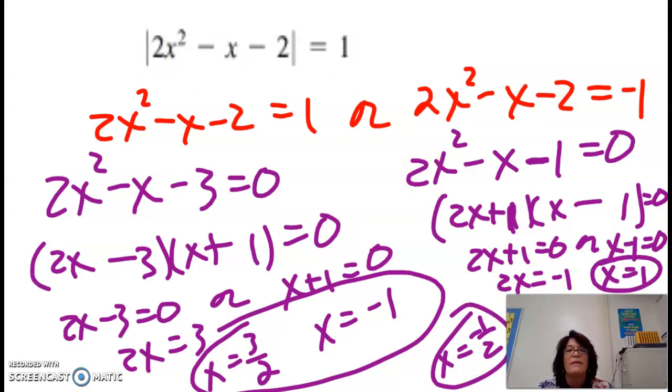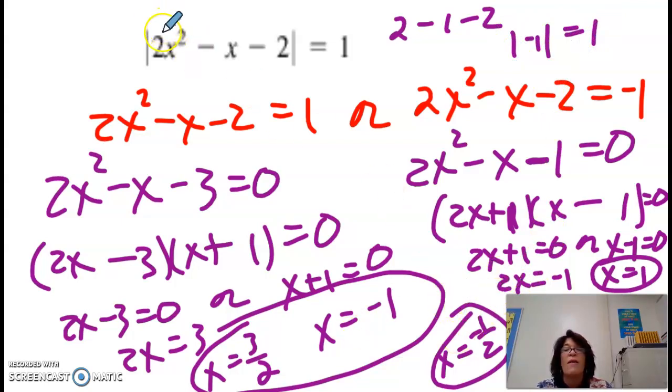Now I have to go back there and double check all these. 1, 2, 3, I have 4 different things. Let's try 1 and -1 first, okay, guys? Because that's easy. 1 gives me 2 minus 1 minus 2. So that's 2 minus 1 is 1, minus 2 is negative 1. Absolute value of negative 1 is 1. Yep, that worked. Great. Let's try negative 1. That'll give me 2 plus 1, because I'm minusing a negative 1. So that's 3 minus 2. That's 1. Absolute value of 1 is 1. So the 1s are good.